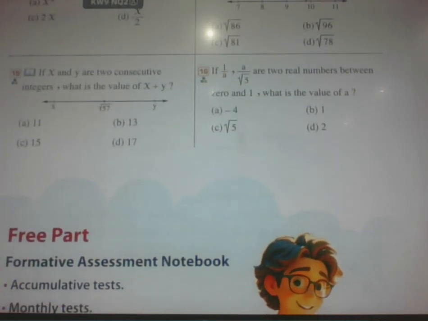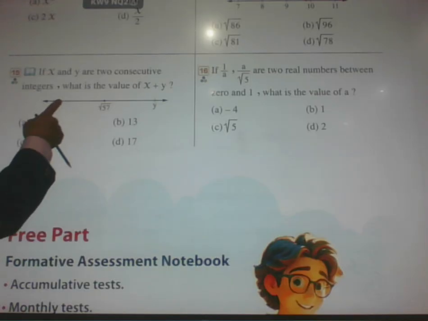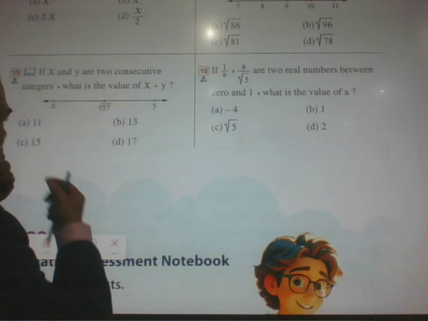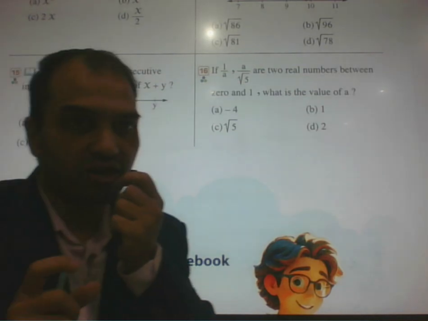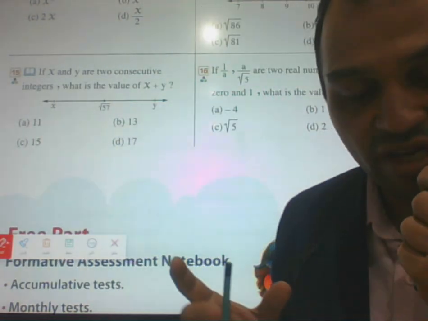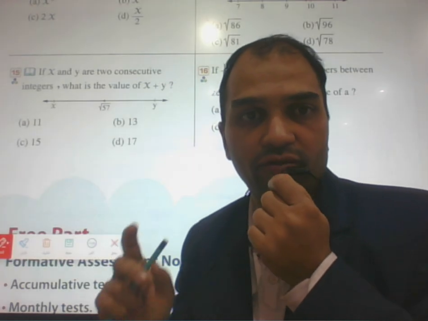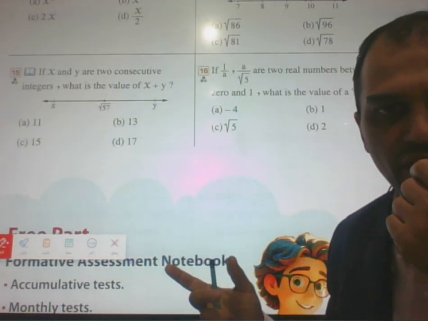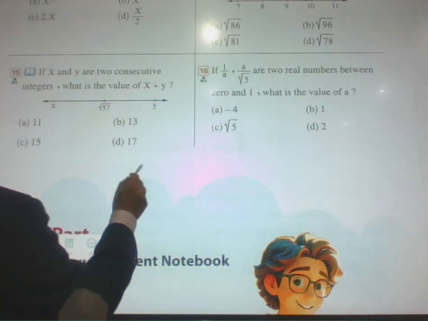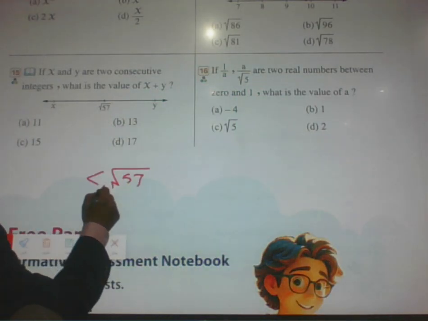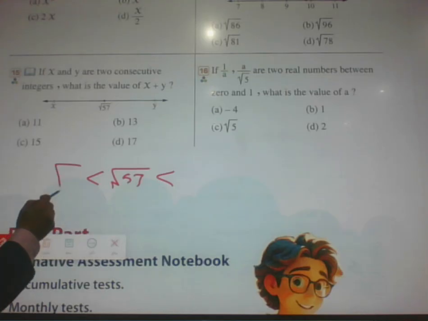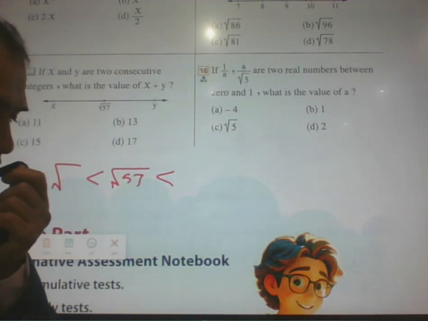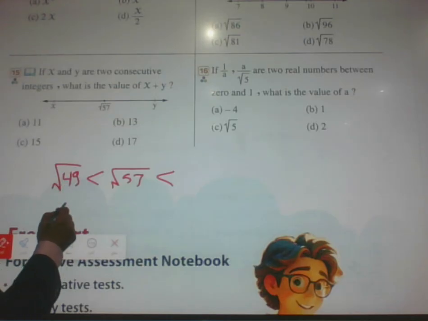So, last question. Look at it with me. If x and y are two consecutive integers, what is the value of x and y? Ask it yourself. You know x and y are integers because the square root of 57 lies between two integers. How can we solve this? You can think: the square root of 57 is greater than or less than what? What is the number before 57 whose square root you can find? Like 49. Yes, 49, because 49 equals 7 times 7.